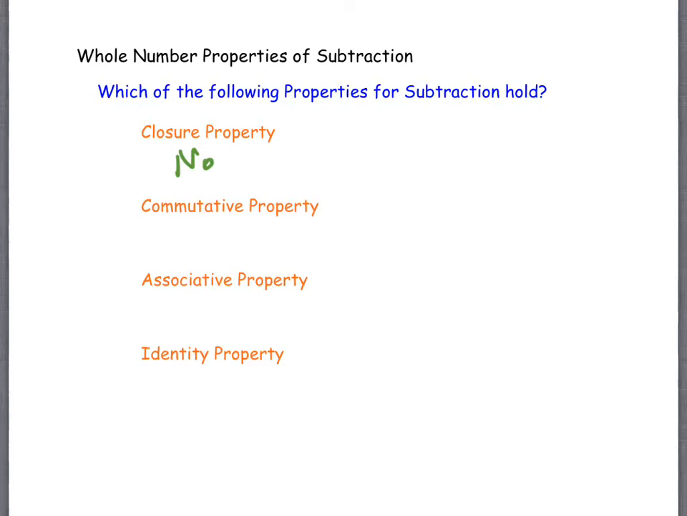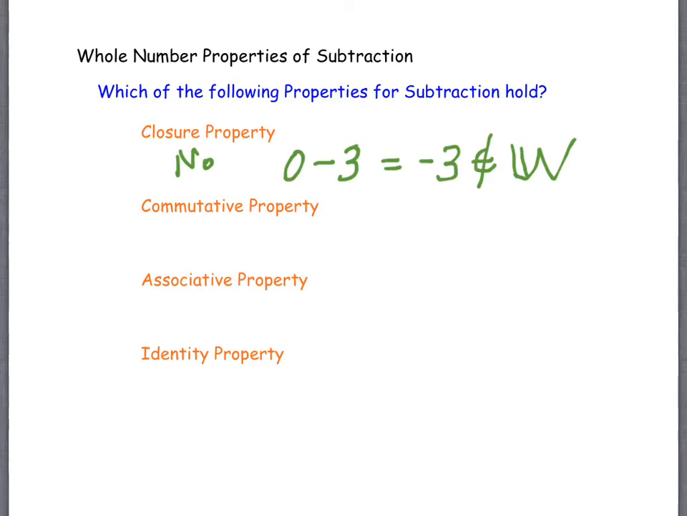Nope, it doesn't, but there is an example. That one would work. If we did a whole number 0 minus the whole number 3, this ends up giving me negative 3, and this is not a whole number. Two whole numbers are subtracted, and the answer is not a whole number. So there is not a closure property for subtraction of whole numbers. There will be for integers, but not for whole numbers.